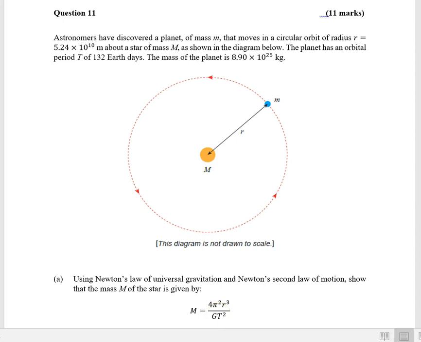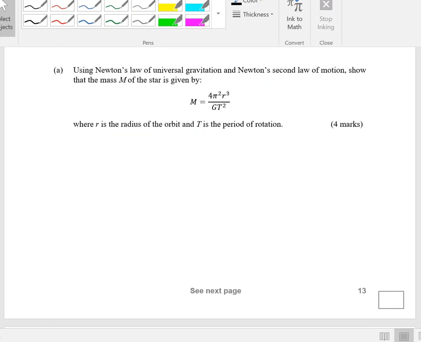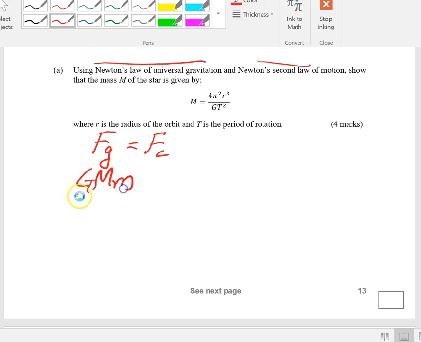Basically, this is deriving Kepler's third law. So they have to show it. This is the answer, show it out here. What you want to do is use the two equations here. Universal gravitation, meaning Fg, equals Fc, because the centripetal force of this planet is given by the gravitational force. So we're going to expand this formula left and right.